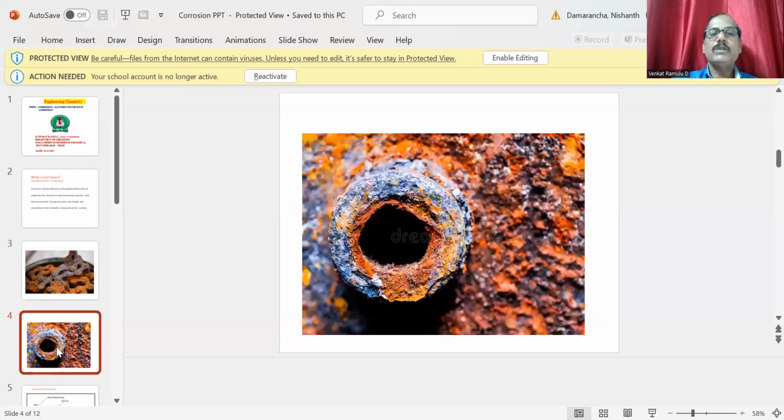And one more image. This image is very clearly indicating the severity of corrosion on metal surfaces. The metal is completely converted into rust, and that metal is not at all having any useful properties due to corrosion.